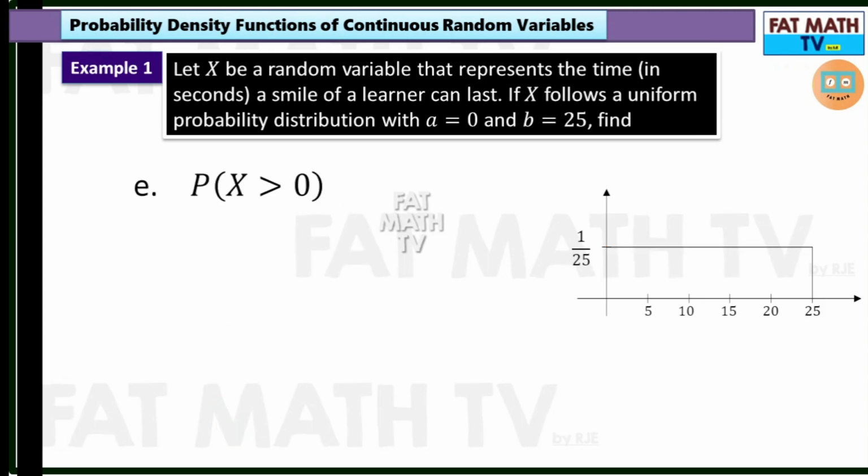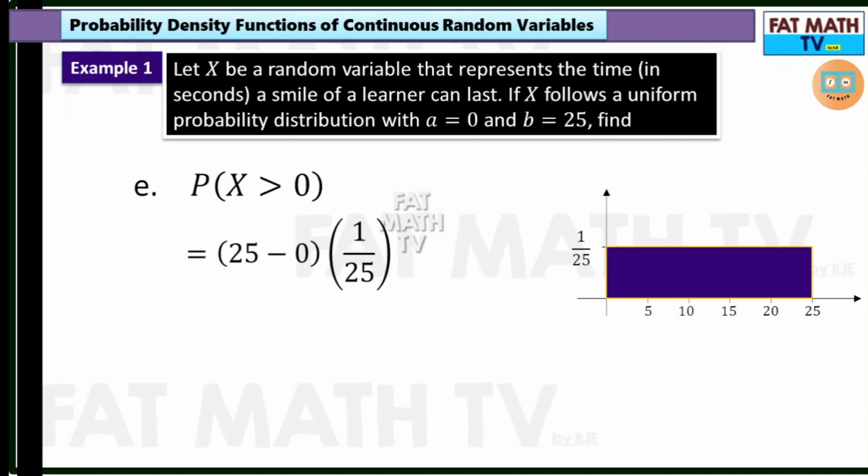Letter E, probability that x is greater than 0. It's the whole rectangle from 0 to 25. So that is 1, or 100%. But if you use the area of the rectangle, the base is 25 minus 0, and the height is 1 over 25. So 25 times 1 over 25 is 25 over 25, which is 1. But you don't need to solve this one, because probability that x is greater than 0, of course, is always true, because it's from 0 to 25.